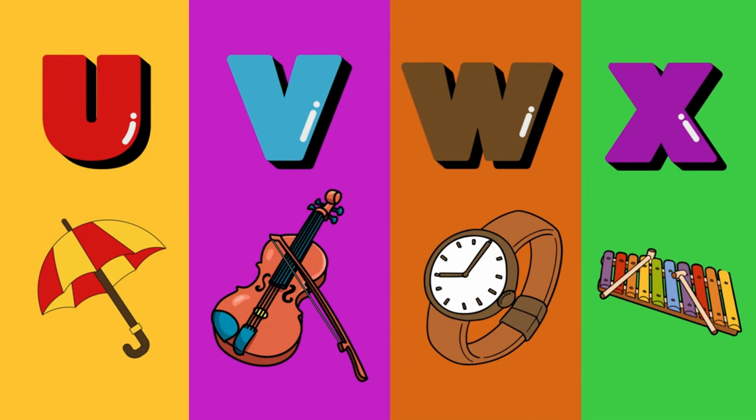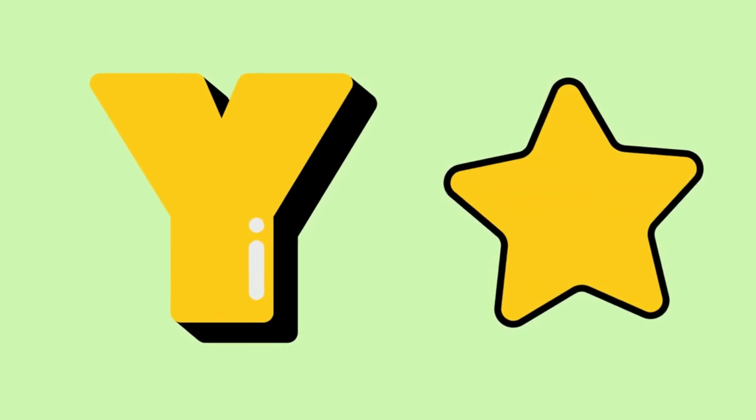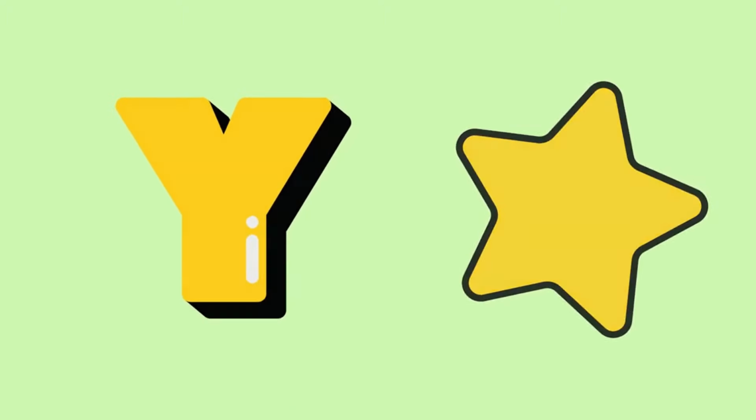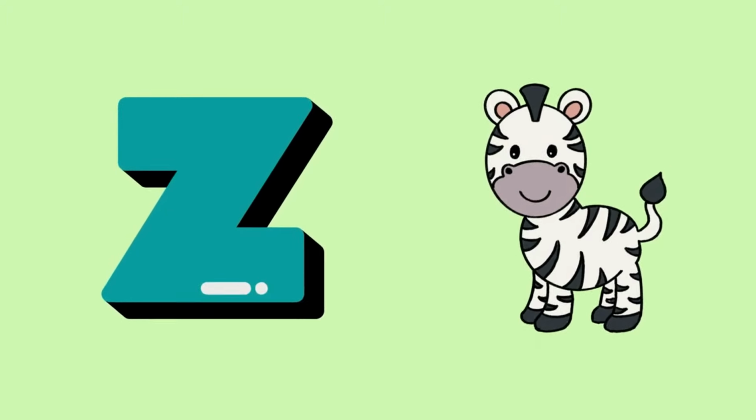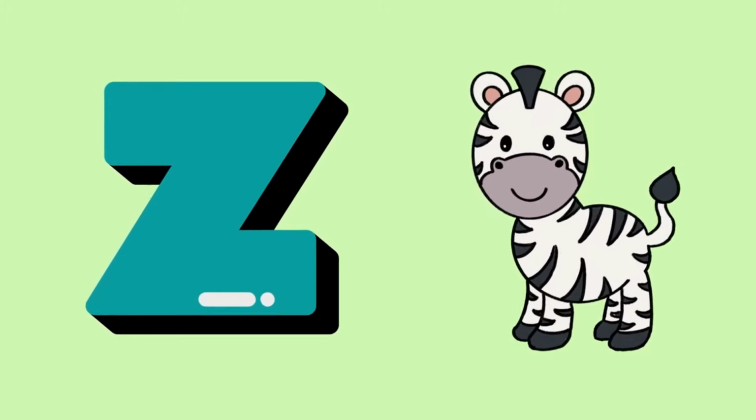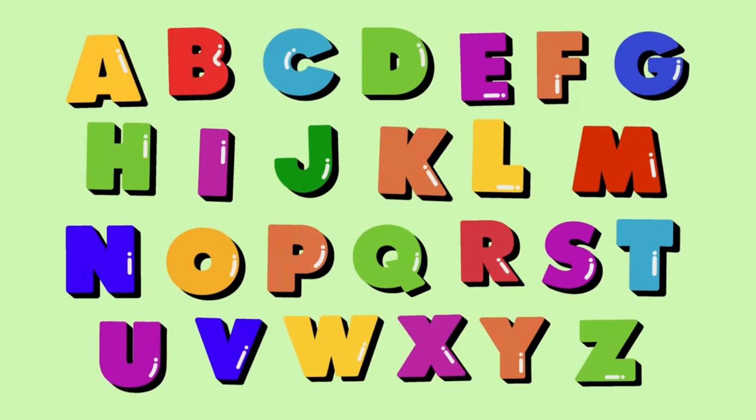Y is for yellow, yellow. Z is for zebra, z, z, zebra.